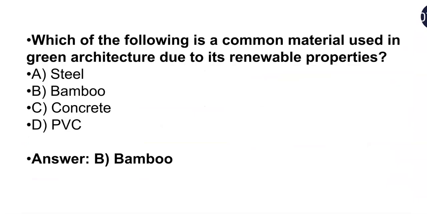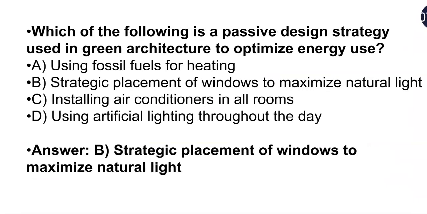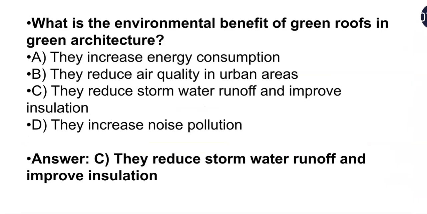Which of the following is a common material used in green architecture due to its renewable properties? Answer: bamboo. How does green architecture address water conservation? Answer: by incorporating rainwater harvesting systems. Which of the following is a passive design strategy used in green architecture to optimize energy use? Answer: strategic placement of windows to maximize natural light.